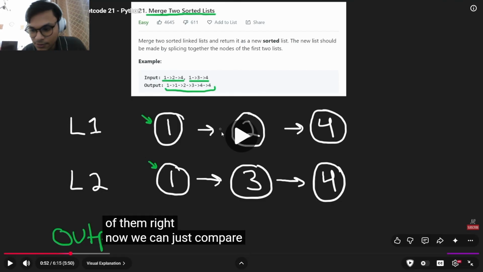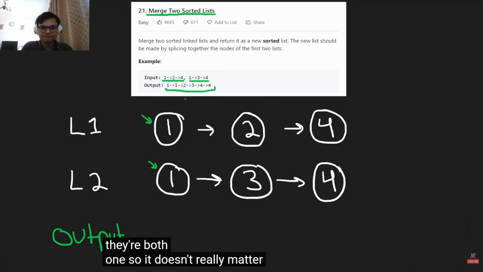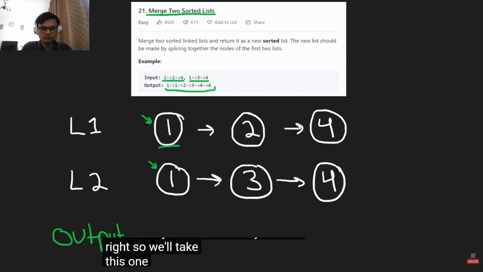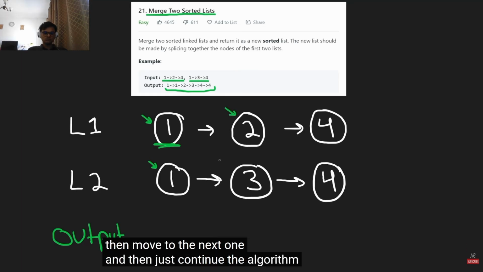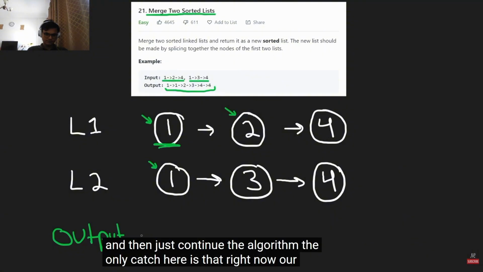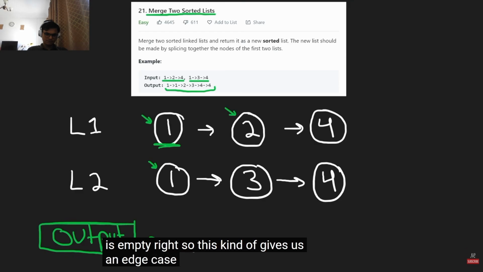We compare the values. They're both 1, so it doesn't really matter which one we pick. We can just take, I'll say, list 1. We'll take this one and insert it in our output, then move to the next one and just continue the algorithm. The only catch here is that right now our output list is empty, so this gives us an edge case because we don't even have a list itself yet.